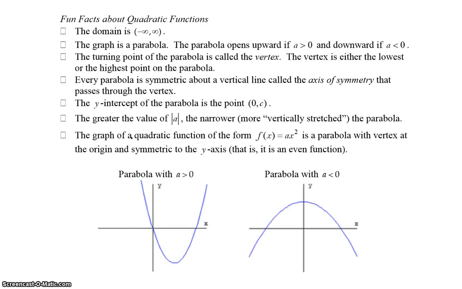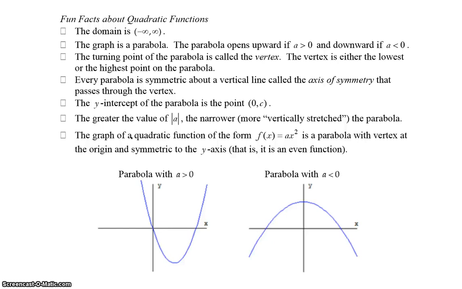Now let's look at some facts about quadratic functions. Fun facts, that is. First of all, the domain is the set of all real numbers, minus infinity to infinity. So quadratic functions, unless explicitly stated otherwise, we'll assume they have an unrestricted domain. The graph is a parabola, which is what we saw with the squaring function. So all quadratic functions have graphs that are parabolas.